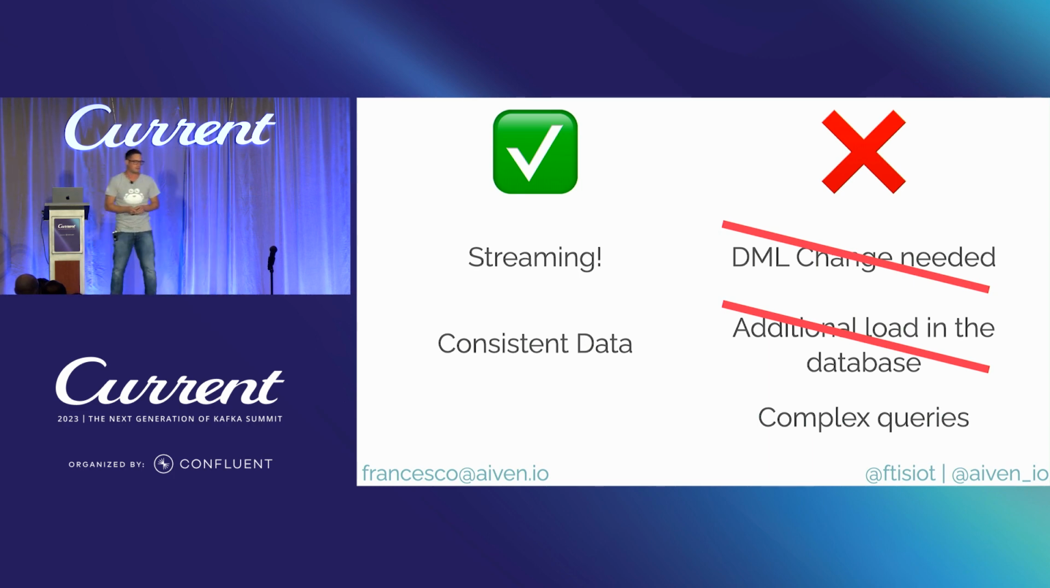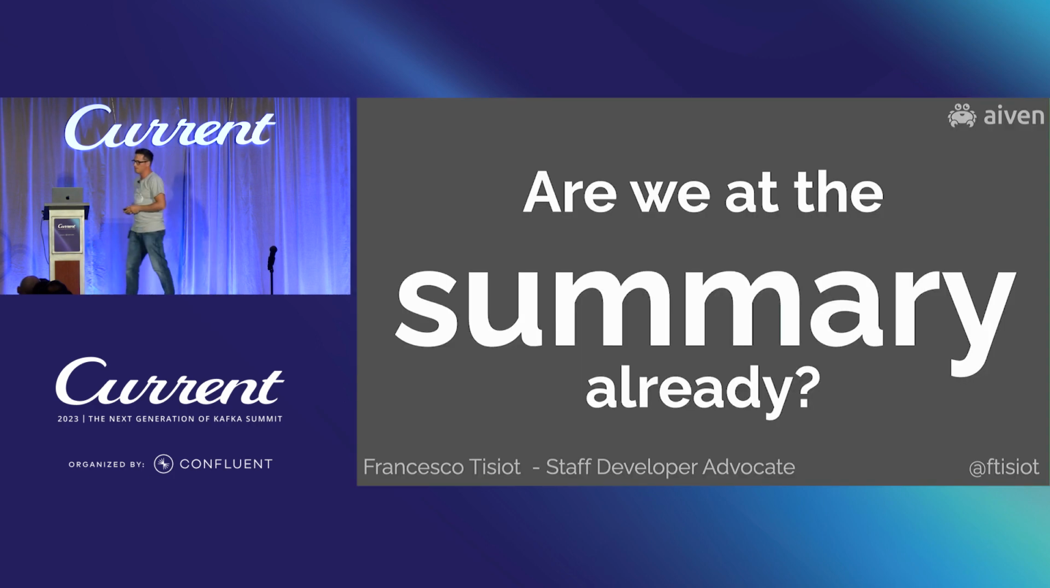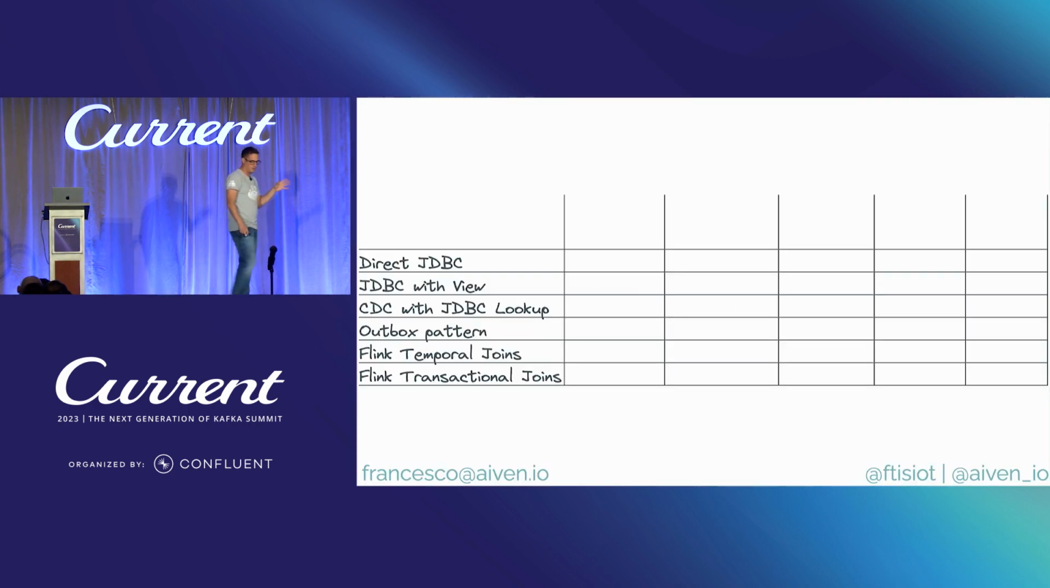So we are almost out of time. I presented you a lot of things, but none of the solutions seems to tick all the boxes. But I believe it's time now for a summary. Because what I've been showing you is 6 opportunities to move from batch to streaming: direct JDBC, JDBC with views, CDC with JDBC lookup, outbox pattern, temporal, and transactional joins.